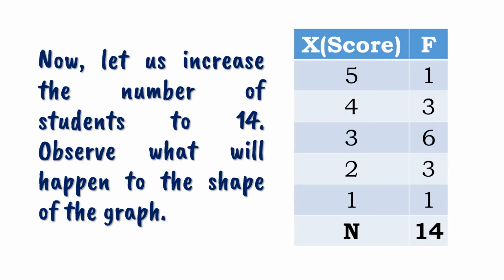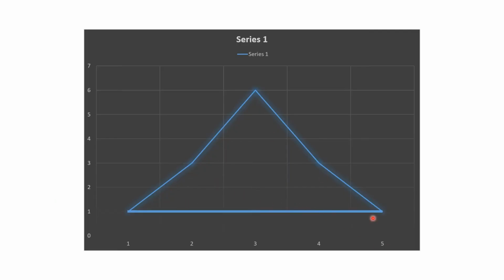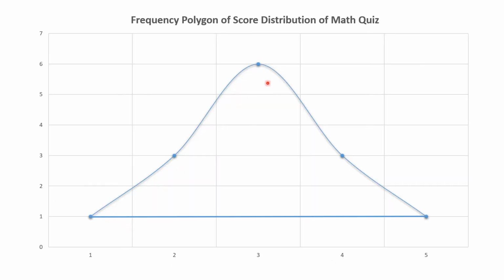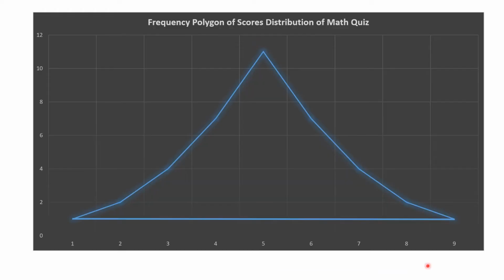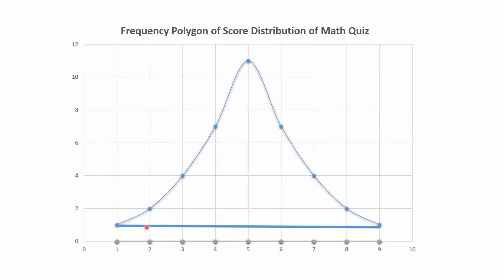Now, let us increase the number of students to 14, then observe what will happen to the shape of the graph. Using this data, the graph would look like this. Using straight lines, this is the graph. Using a smooth curve, this is the image of the graph. Let us now further increase the number of students from the first graph to the second graph and lastly to the third graph, which already has 39 students all in all. The graph would look like this using straight lines. And using a smooth curve, the graph is like this.